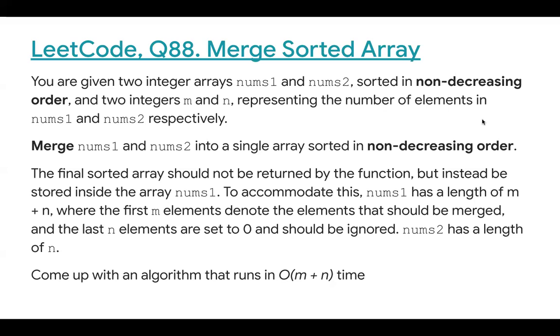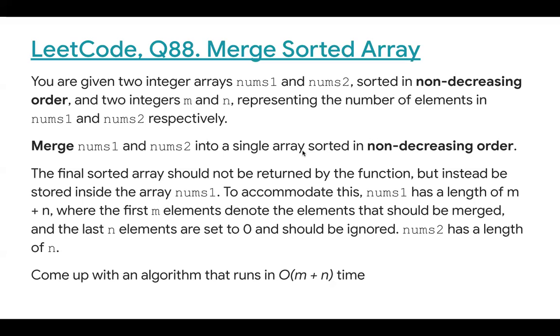We are given two integers, m and n, representing the number of elements in nums1 and nums2 respectively. So we know the number of elements in those arrays. We are asked to merge nums1 and nums2 into a single array, sorted in non-decreasing order. Now, we want to merge them, make sure the new array is still sorted in non-decreasing order. The final sorted array should not be returned by the function, but instead be stored inside the array nums1.